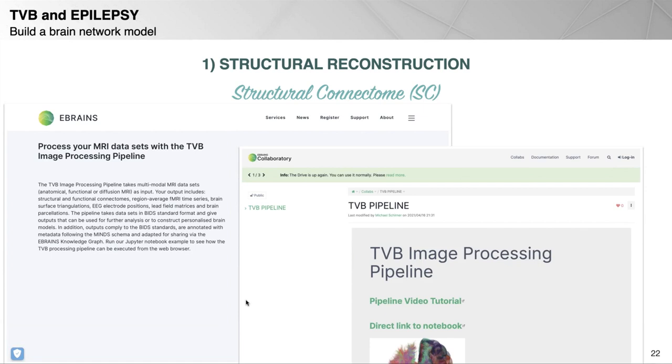So you can find our pipeline online on the EBRAINS research infrastructure. And Misha will, I suppose, present these tools to you.